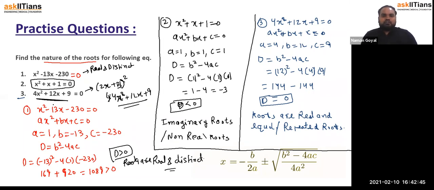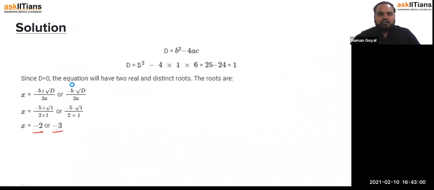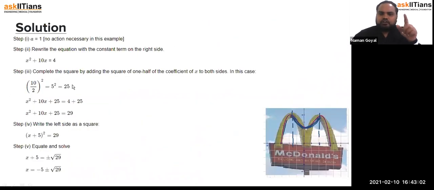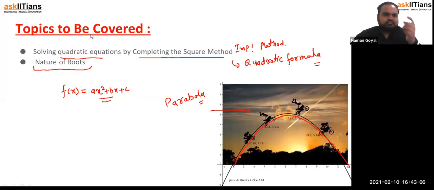So in the first question we have the value of d as positive, in the second question we have the value of d as negative, and in the third question we have d as 0. So these are the solutions: d is positive, negative, and 0. So what we learn in today's class, we are going to take a quick review. We started this chapter. In today's lecture we learn about the completing the square method and nature of roots.